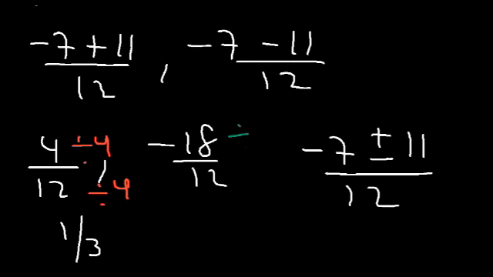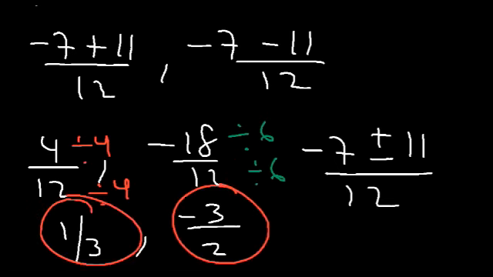Now for the next one, we could divide both numbers by 6. 18 divided by 6 is 3. 12 divided by 6 is 2. So we get the answers that we had in the last example. So it's negative 3 over 2 and 1/3.